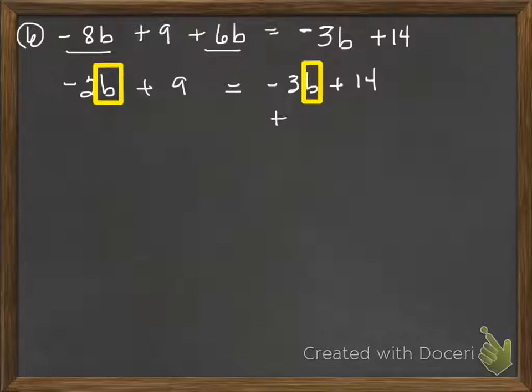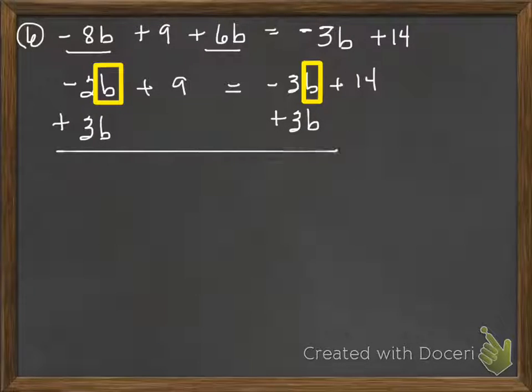Since the term is negative, you'll move the whole entire term by adding. On the left-hand side, you get negative 2b plus 3b. That's going to give you a positive b. You're going to bring down plus 9. You're going to bring down equals. Your negative 3b and your positive 3b are going to cancel, and then you'll be left with 14 on the right-hand side. Again, you're solving for b.